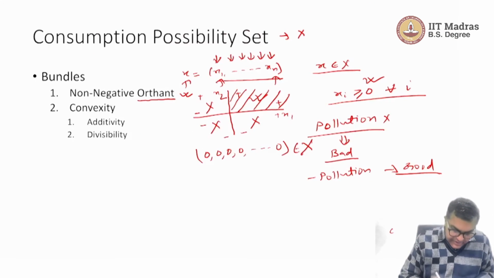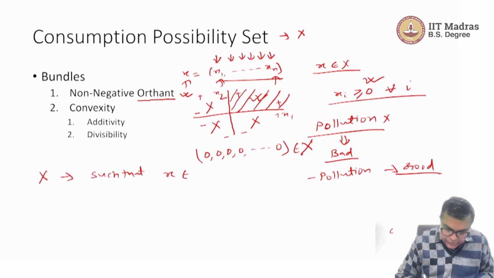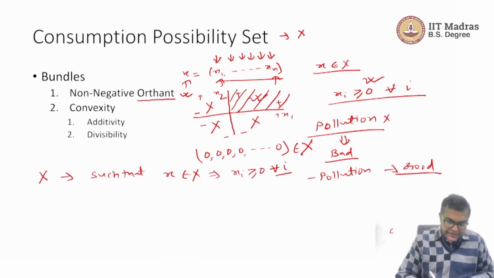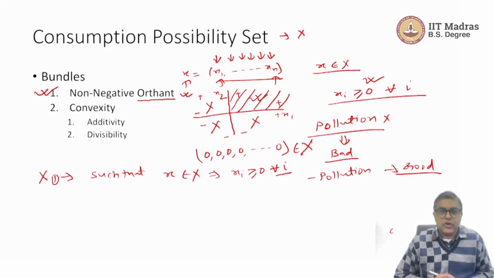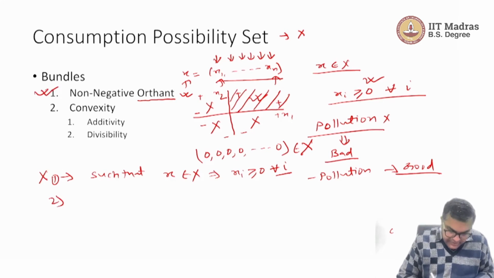So, we can say the consumption possibility set is X such that if small x belongs to X, all xi's are greater than or equal to 0 for all i. That is one condition that we have, and that is what we are talking about here. Second, we can say X, capital X, the consumption possibility set, cannot be empty.